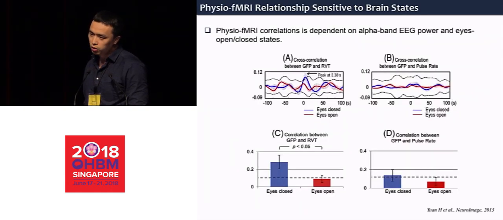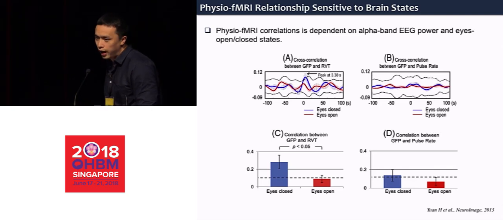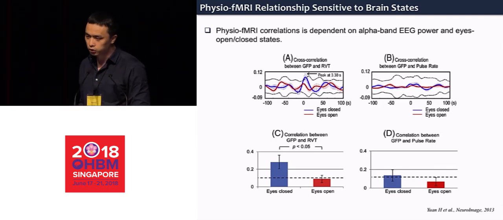And for the PPG and fMRI correlation, I think it's similar. A few years ago, people also did EEG-fMRI experiments. They found the correlation between the PPG and the fMRI, but it largely depends on the alpha power, which is the indicator of the vigilance level, as well as the eyes closed or eyes open condition. In the eyes closed condition, you see a significant correlation, but for the eyes open, more alert condition, those correlations are actually gone.